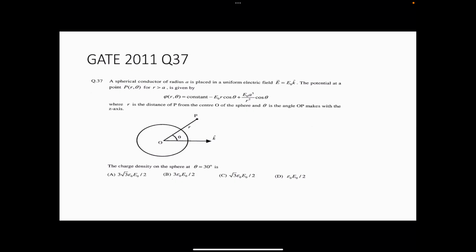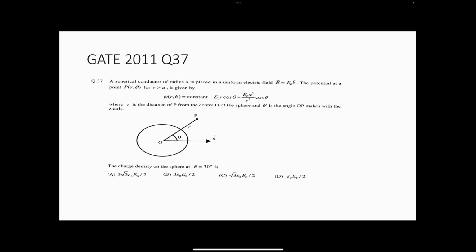This is GATE 2011 question number 37, which states that a spherical conductor of radius A is placed in a uniform electric field E equal to E naught k cap, where k cap is the direction which is shown here. The potential at some point P, having position R and theta, where R is greater than A, is given by this particular formula, where R is the distance of P from the center O of the sphere, and theta is the angle that OP makes with the Z axis.